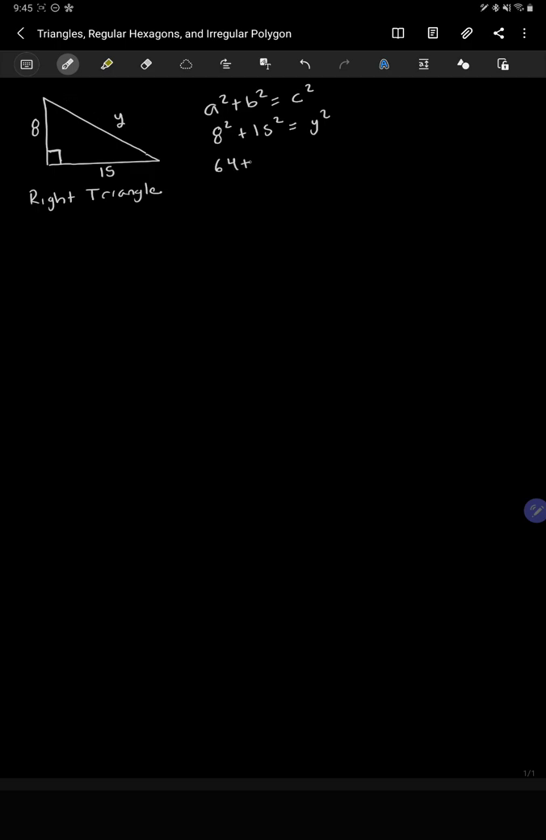So what do we have? We have 64 plus 225 equals y squared. So we got 289 equals y squared. I want to get the y by itself, so take the square root of both sides, so that cancels out. And so we have y is equal to 17. So now I know the length of y. Y is 17 units. Cool. And so we can find any of those sides by using the Pythagorean theorem. And more importantly, we can actually apply this to applications.